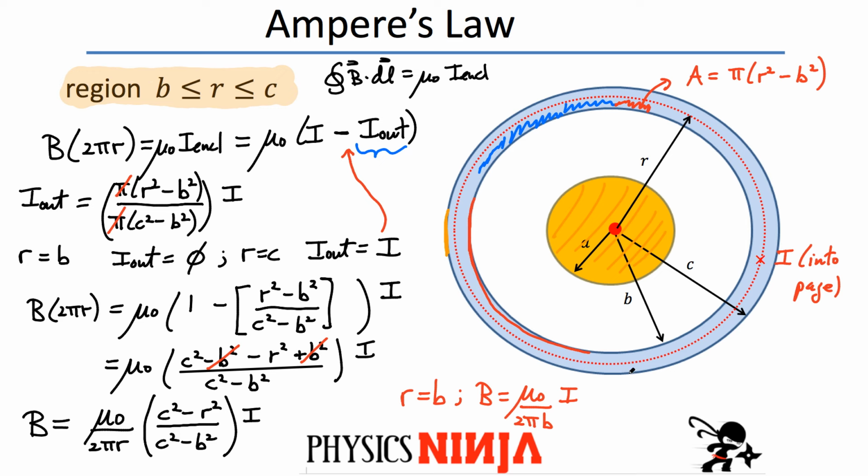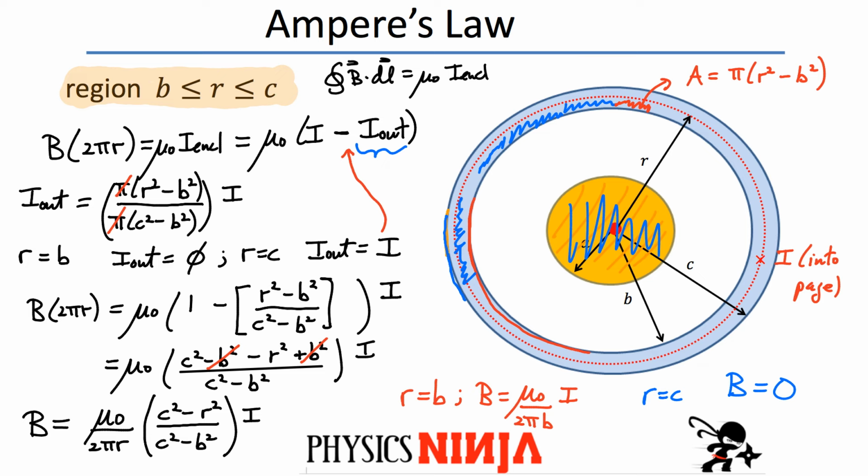We could take one more limit now. What happens when r equals c? Think about r equals c. Again, your Amperean loop is now all the way out here. Well, what is the total current enclosed when I'm all the way out here? The total current enclosed has to be zero because you're enclosing all of this and you're also enclosing everything on this outer shell. And since they're going in opposite directions, the total current has to be zero. So let's look at our expression now. When r equals c, in the numerator you're going to have c squared minus c squared. That's going to give you zero. That means that the magnetic field on the outside has to be zero.